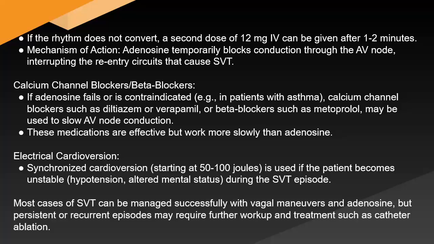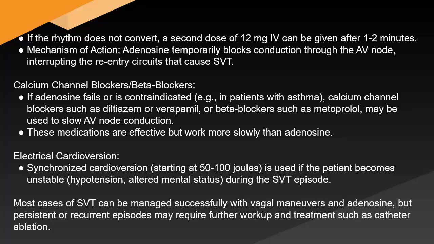Calcium channel blockers, beta blockers. If adenosine fails or is contraindicated, e.g. in patients with asthma, calcium channel blockers such as diltiazem or verapamil, or beta blockers such as metoprolol may be used to slow AV node conduction. These medications are effective but work more slowly than adenosine.